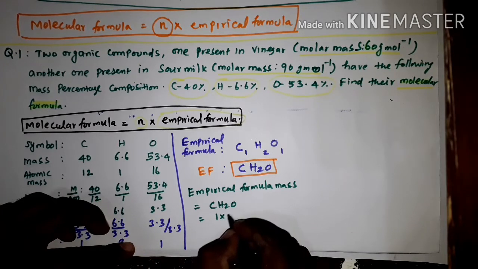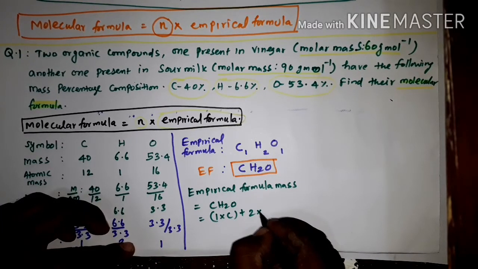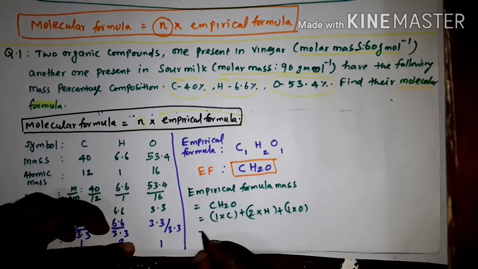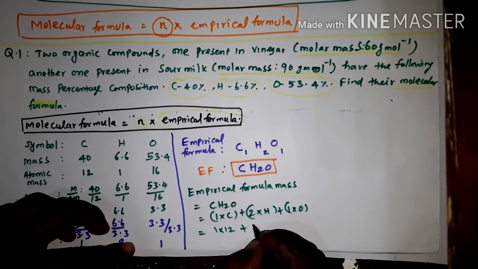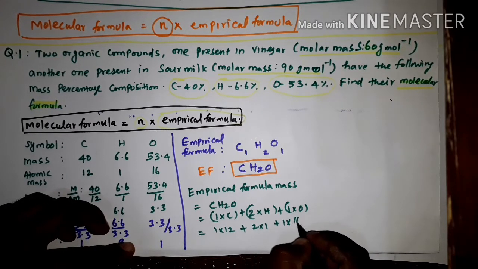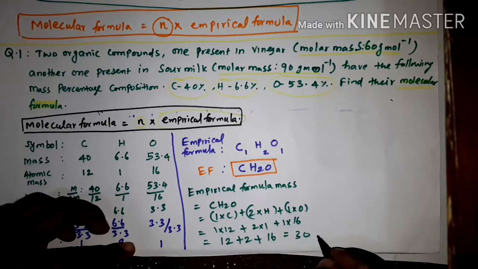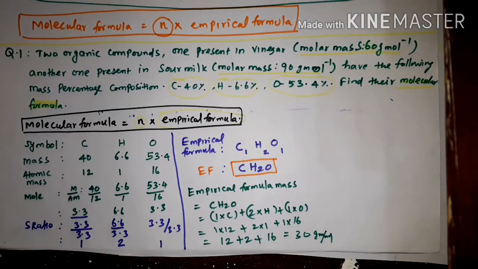So carbon 1 times carbon plus 2 times hydrogen plus oxygen 1 times oxygen, equals 1 into 12 plus 2 into 1 plus 1 into 16. So 12 plus 2 plus 16. How much will we get? 30 gram per mole. So the empirical formula mass is 30 gram per mole. Clear? So this is the calculated empirical formula mass.